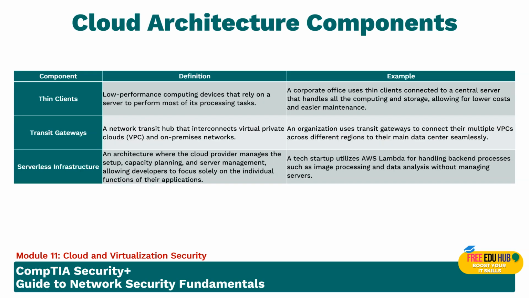Then we have different cloud architectural components. We'll be talking about thin clients, transit gateways, and serverless infrastructure. If we look at thin clients, these are low-performance computing devices that rely on a server to perform most of their processing tasks. So we can say these are lightweight computing devices that rely heavily on a central server instead of having extensive computing resources and data storage capabilities on the devices themselves.